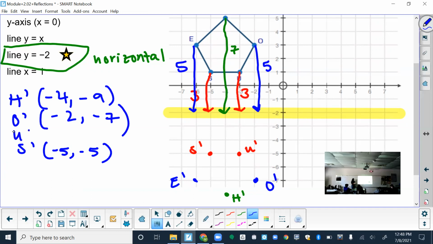U primed is -3, -5. And E primed is -6, -7. All right, so practicing labeling them. Questions?